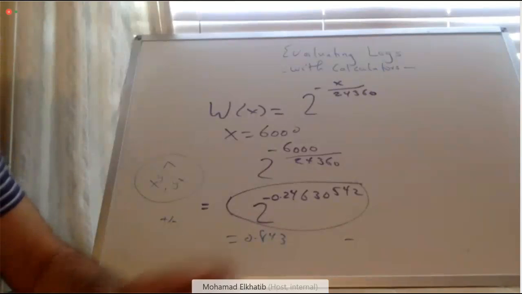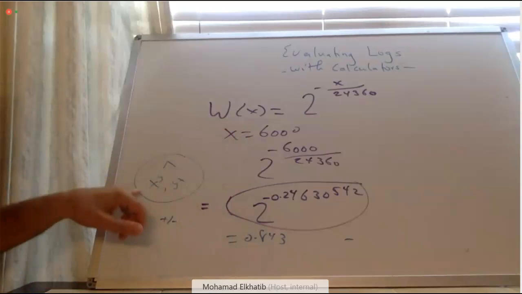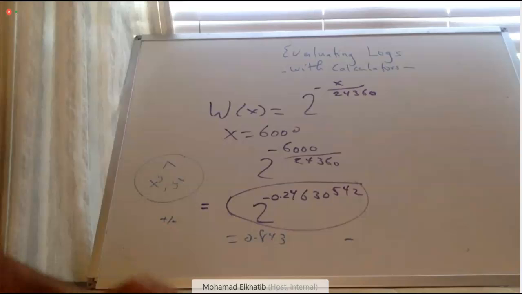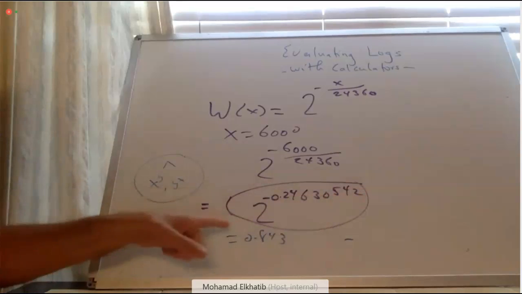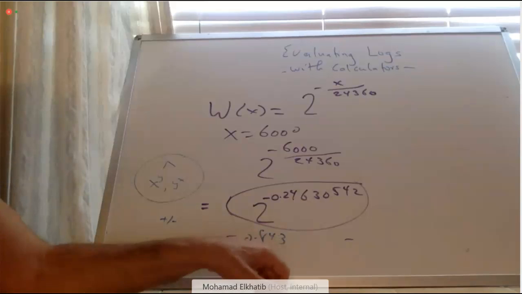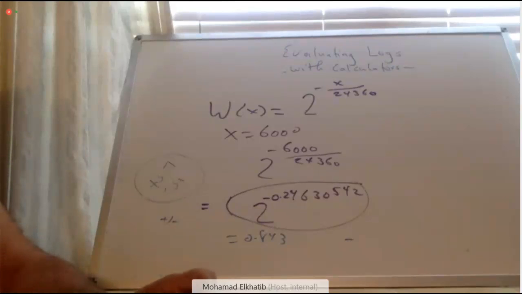Okay, press 2 first, and then turn it around till you see one of these signs. Click on it, then put all this number, then plus or minus, and then hit the equal sign, and you should get this number 0. That means this is how many kilograms are left after 6,000 years.